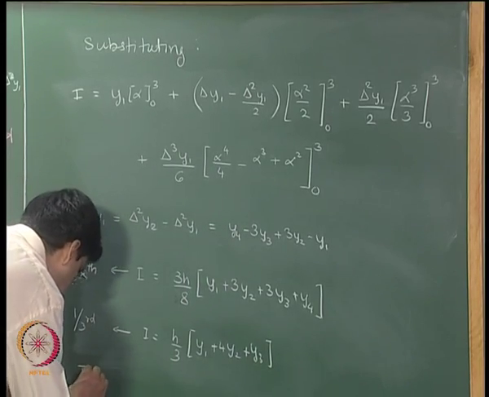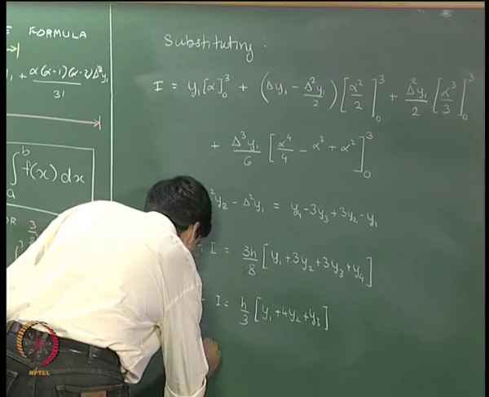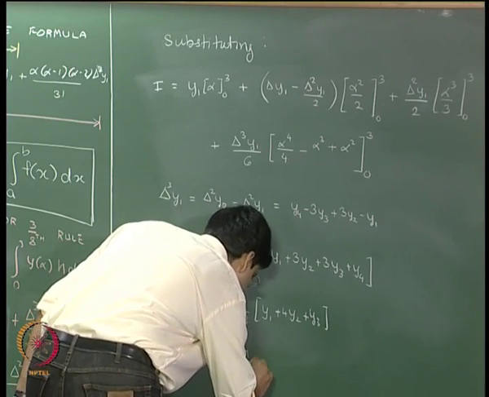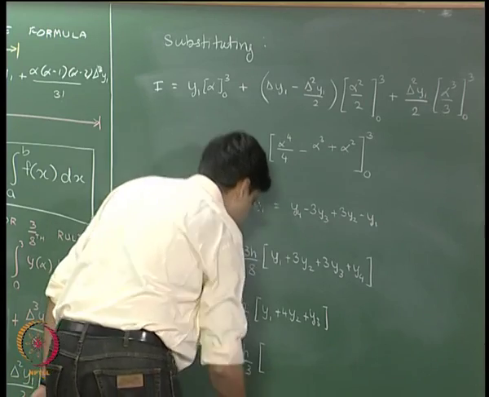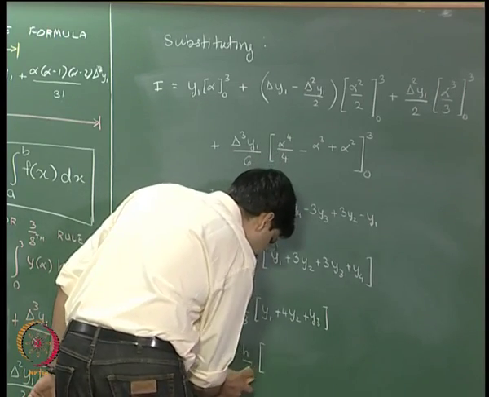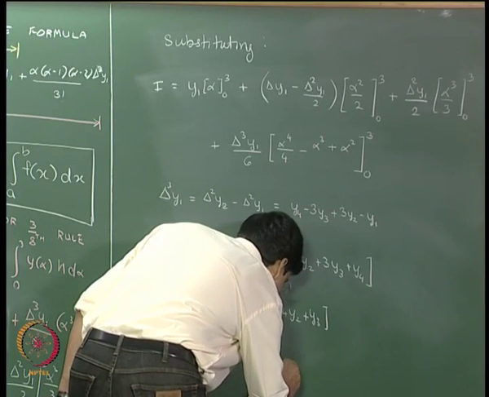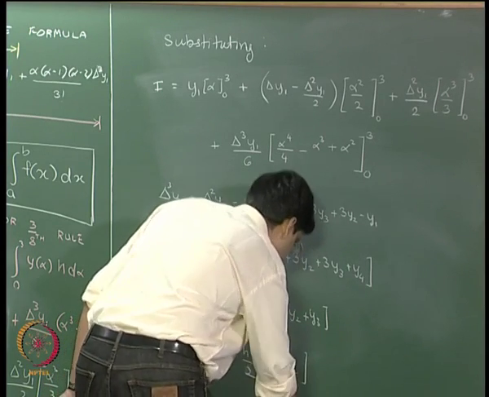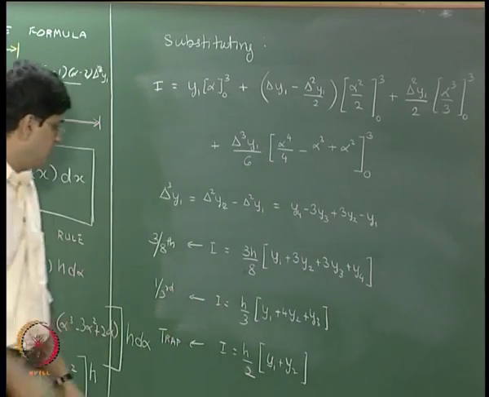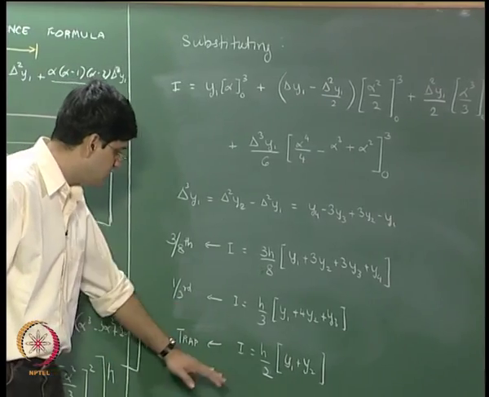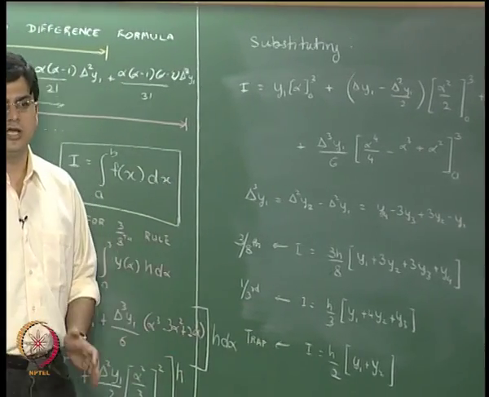The trapezoidal rule: I equal to h by 3, I equal to h by 2 multiplied by y1 plus y2. Okay. So this is Simpson's 3/8 rule, Simpson's 1/3 rule, and the trapezoidal rule.